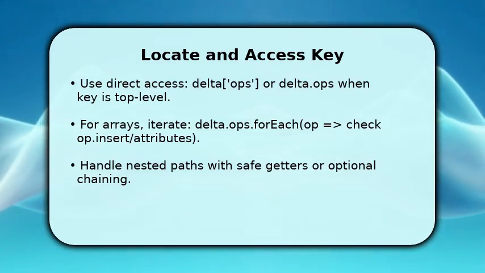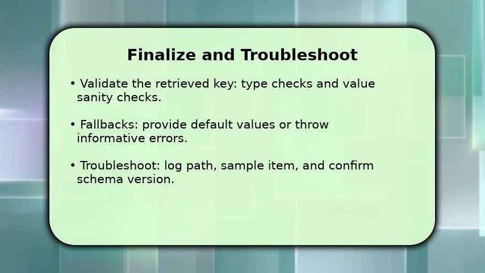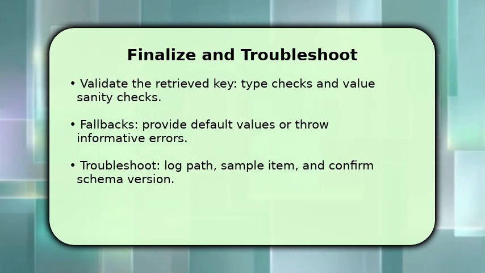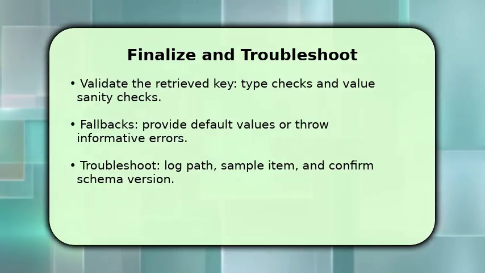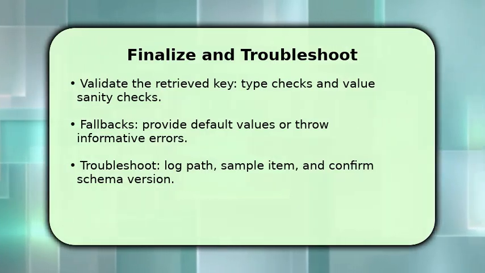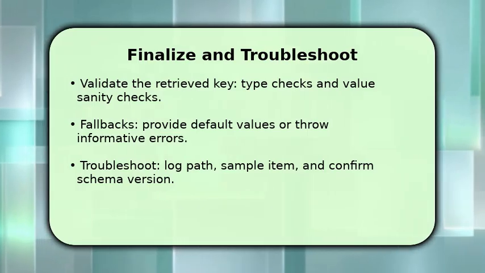You finish by validating the key and integrating it into your workflow. Once retrieved, run type and sanity checks, then either return the value or substitute a default when missing. Make sure to log the access path and sample entries so you can reproduce issues later.